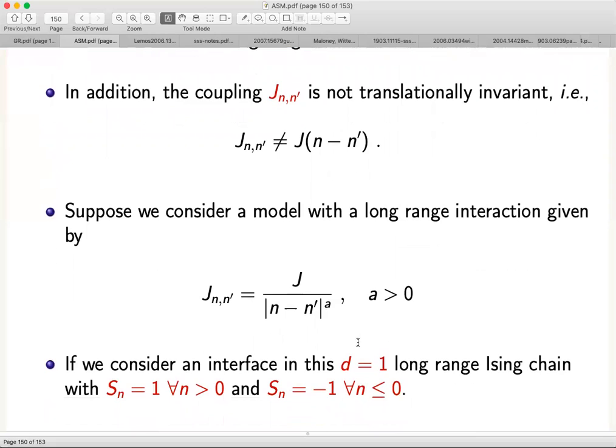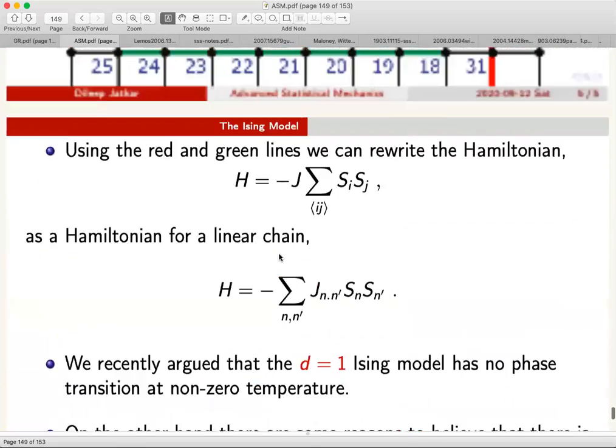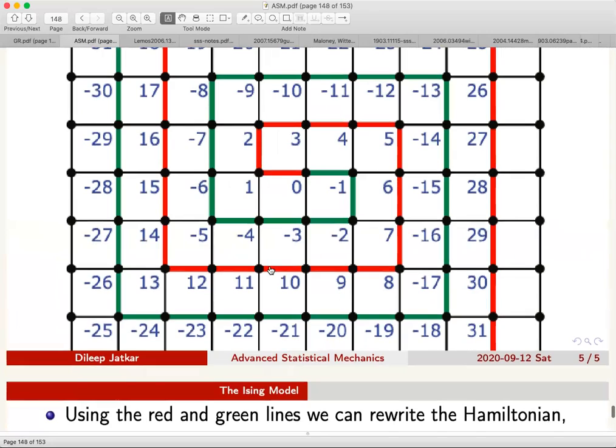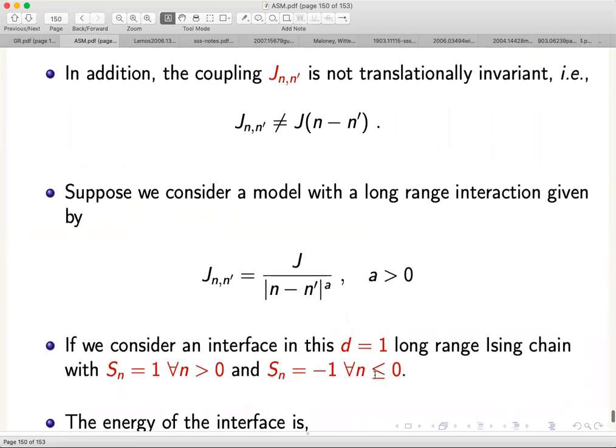So let's consider this in a chain model picture. Long range interaction, and let's consider an interface, and the interface is like this: all the spins Sn are taking value +1 when n is positive. That means anything which is, I suppose, red colored in our picture. And all the spins which are 0 or negative would take value -1. So that is the green line.